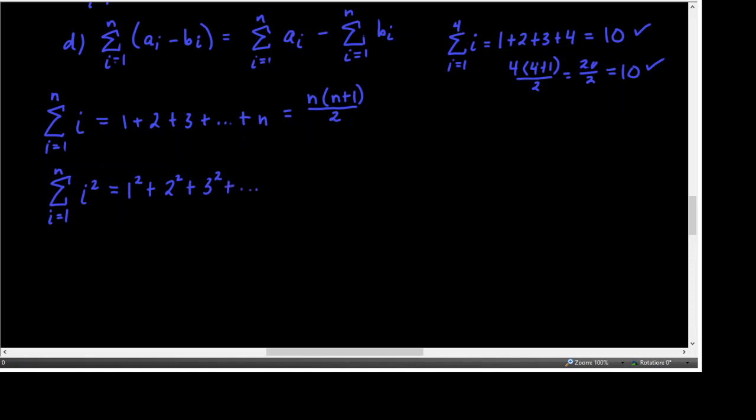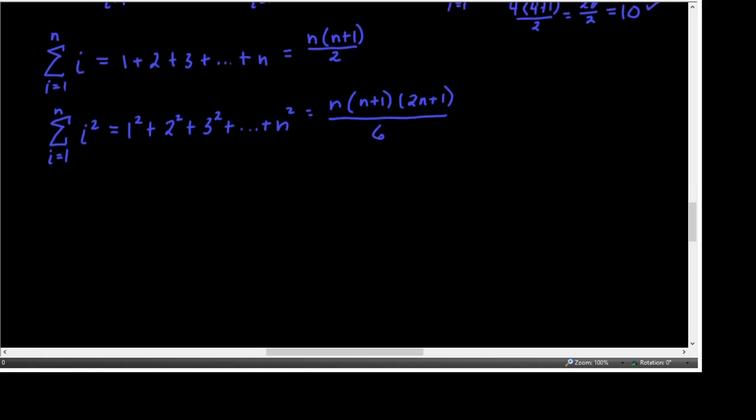And we'll keep doing that until we get to n squared. And the formula that makes this true is n times n plus 1 times 2n plus 1 all over 6. Again, I would like for you to commit that to memory.